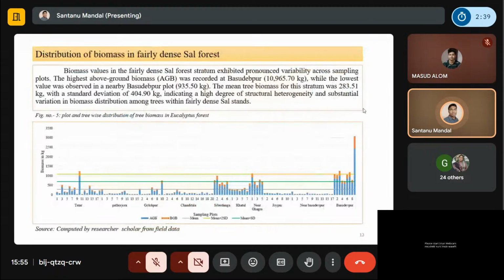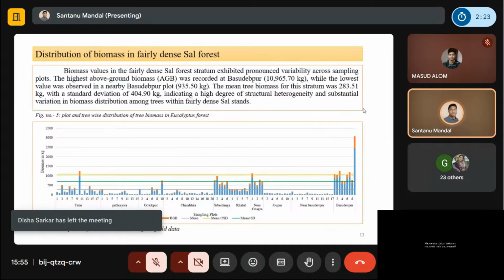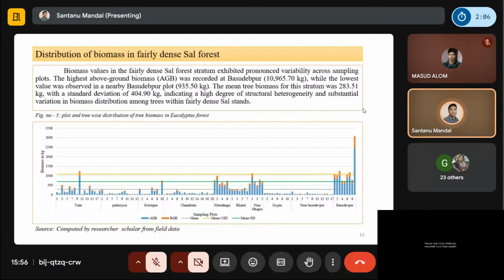This distribution shows the biomass of fairly dense sal forest, and the results show high variability across the sampling points. Highest above ground biomass was found in Basudebpur, and lowest was found near another plot near Basudebpur. And the mean biomass per tree in this data is 283.51 kg with a high standard deviation of 404.9 kg, and this result highlights the strong structural heterogeneity and uneven biomass distribution within fairly dense sal stands or strata.